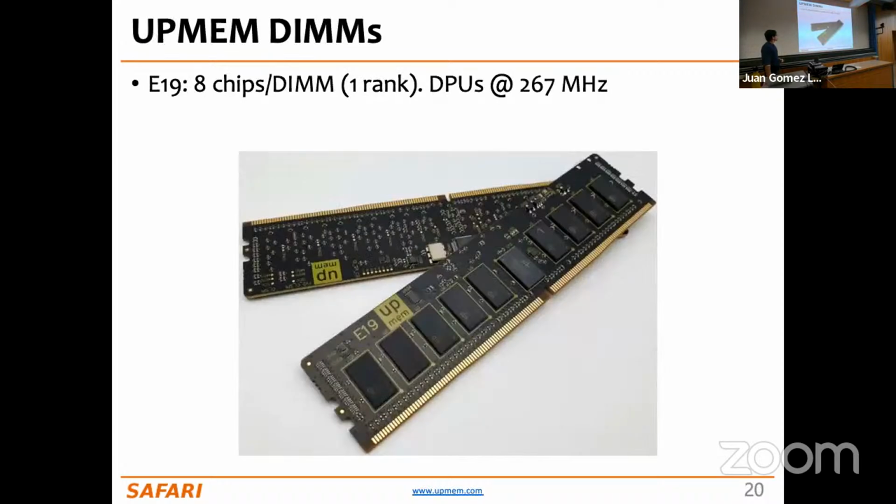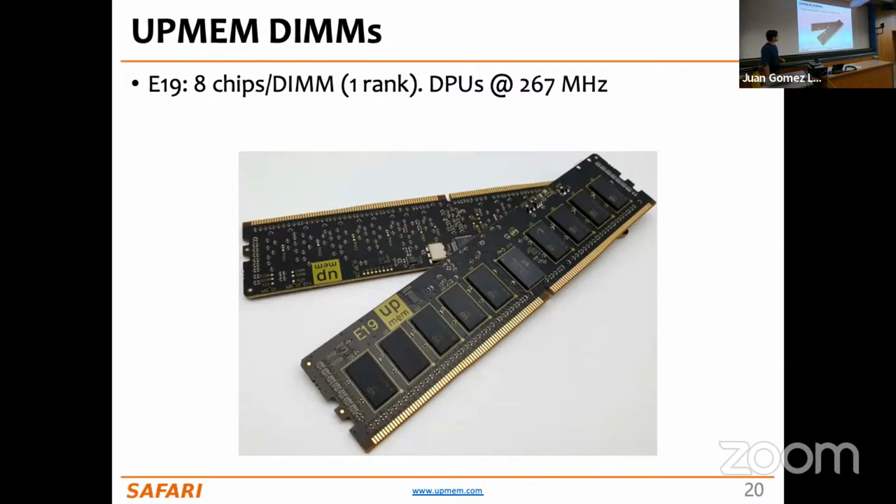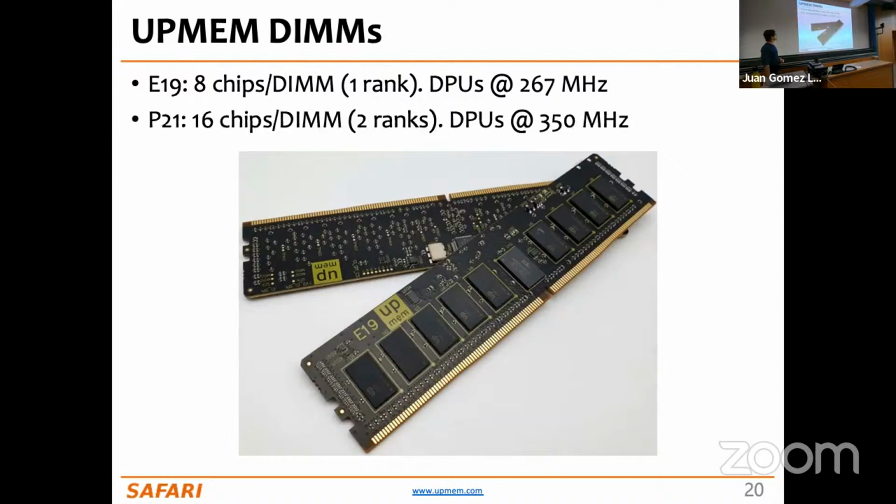This is a picture of some UPMEM DIMMs. This is the model E19. That was I think the first prototype that they had. It only had 8 chips per DIMM, as you see, and the DPUs were relatively slow at a frequency of 267 megahertz.